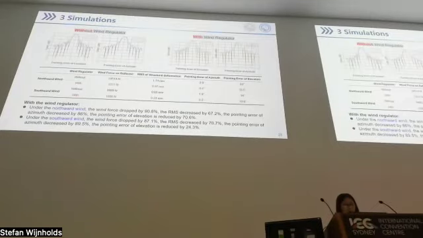90.8%. The RMS decreased by 67.2%. The pointing error of azimuth decreased by 86%. The pointing error of elevation is reduced by 70.6%. Under the southward wind, the wind force dropped by 87.1%. The RMS decreased by 70.7%. The pointing error of azimuth decreased by 89.5%. The pointing error of elevation is reduced by 24.3%.